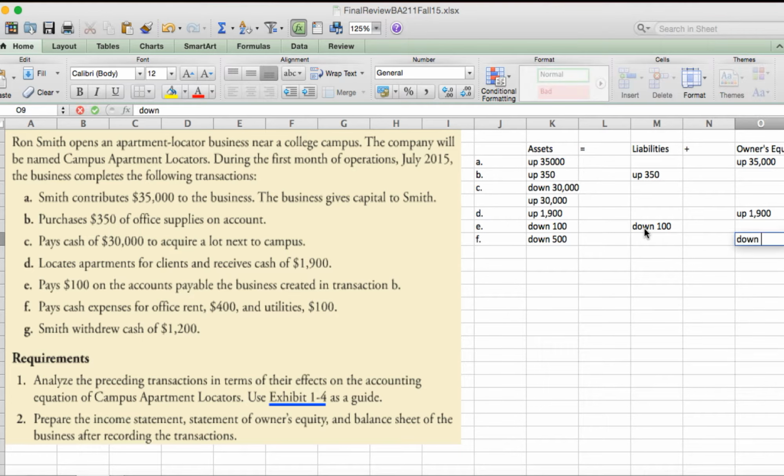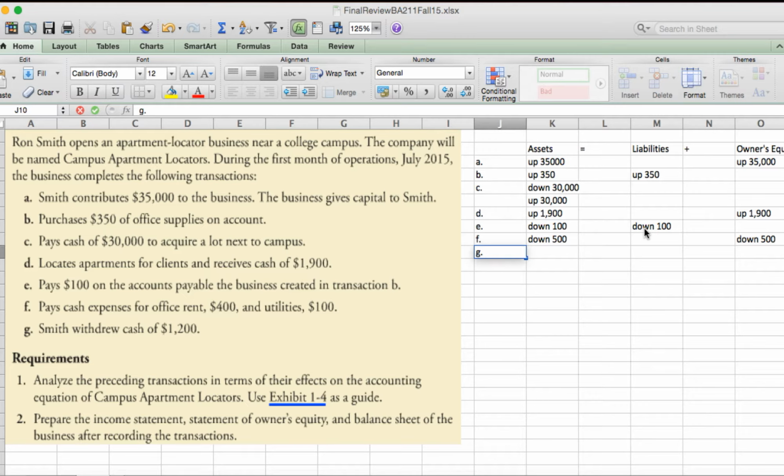And expenses, the way that those affect the owner's equity is it causes owner's equity to go down by whatever amount you pay in expenses. Okay, so far so good. They all match up. The equation still equals the same balance that it was before.